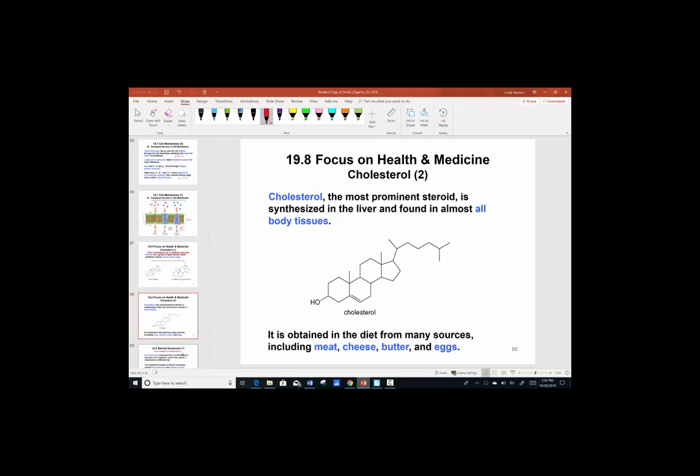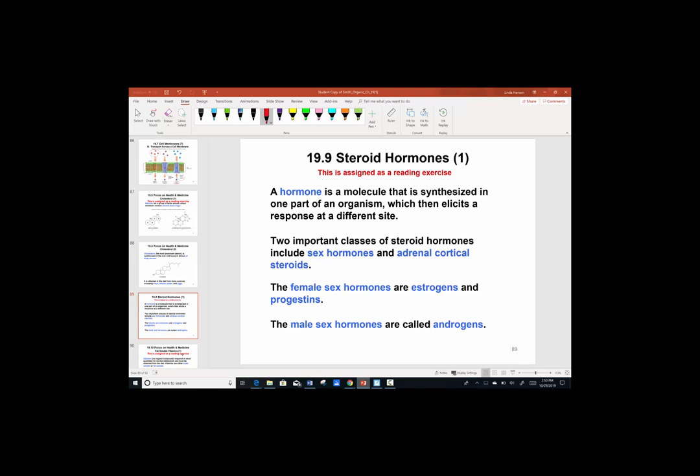You'll then turn your attention to cholesterol, which is the most prominent steroid. We talked a little bit about cholesterol and cardiovascular health in a previous lesson. Synthesized in the liver, and it's found in almost all body tissues. And we get that from many dietary sources, mostly from animal products, meat, cheese, butter, eggs, not so much in the plant. And then in your 9th reading section, your section 9 is on steroid hormones.